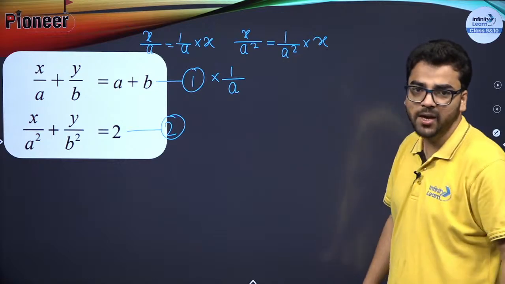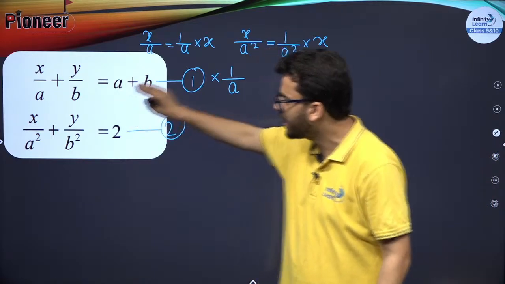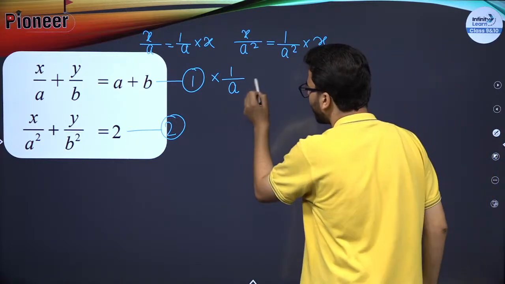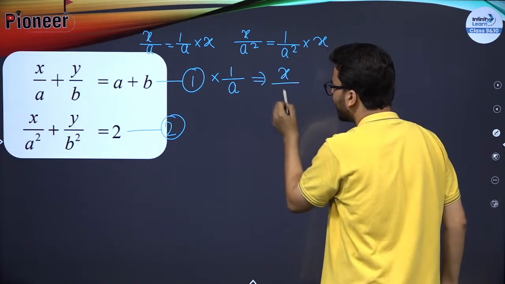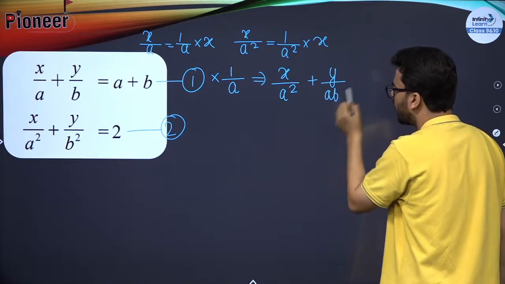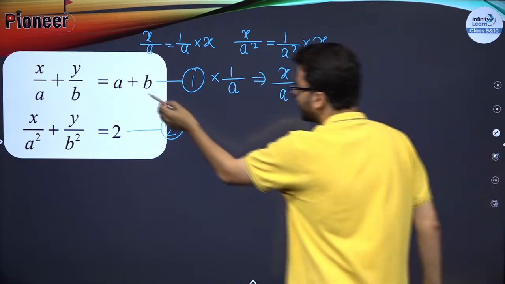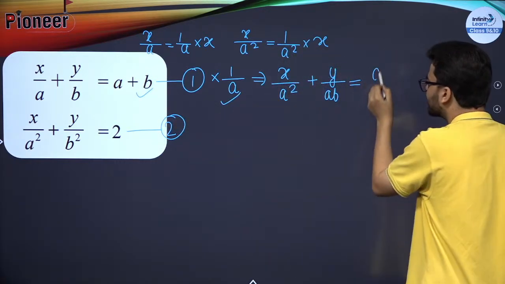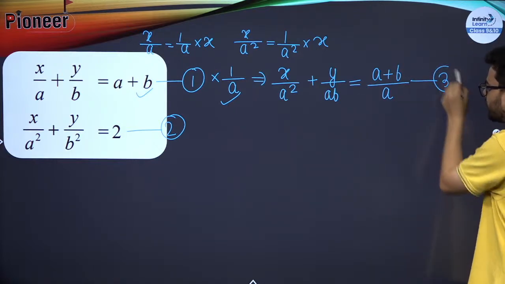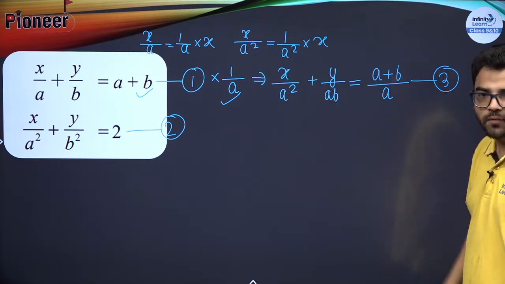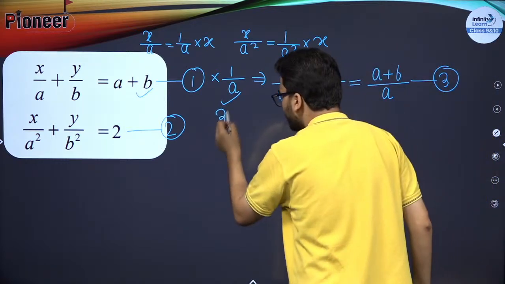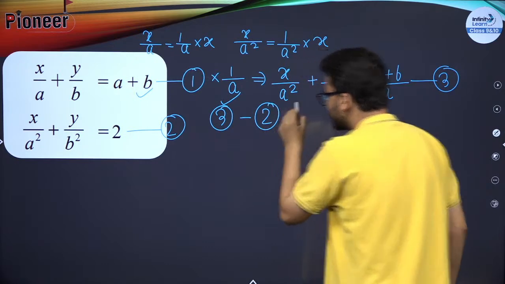And obviously multiplying an equation by anything means multiplying the left hand side as well as the right hand side of that equation. So if I multiply the first equation by 1 by a, what will I get, guys? I'll get x by a square plus y by ab, and that is equal to what? If I multiply this thing by this thing, we'll get a plus b by a over here. I hope this thing is clear, and suppose this is the third equation. Now we can eliminate the variable x over here by subtracting the second equation from the third equation, right? So we can do over here equation third minus equation second.